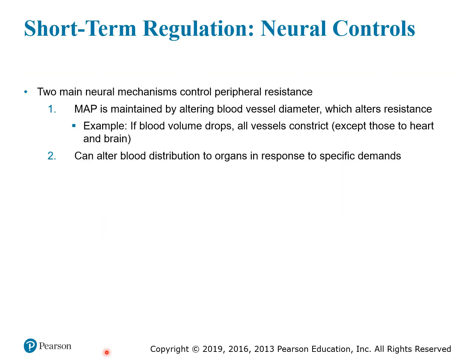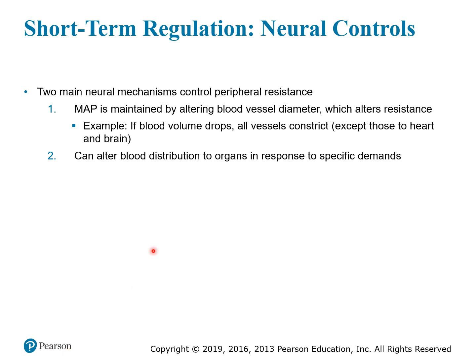Let's go over the short-term neural controls which help maintain the mean arterial pressure. Mean arterial pressure is maintained primarily by altering the blood vessel diameter, which we spoke about already. When the diameter is increased, the resistance is decreased. For revision, resistance is inversely proportional to the fourth power of the radius of the vessel. So when we decrease the radius, the resistance increases, and vice versa.